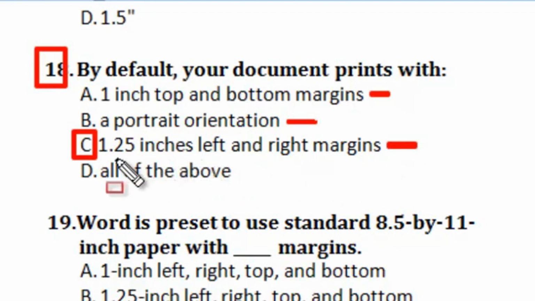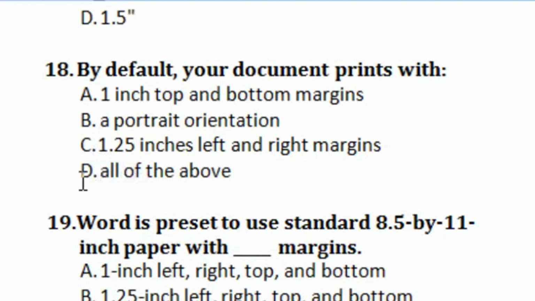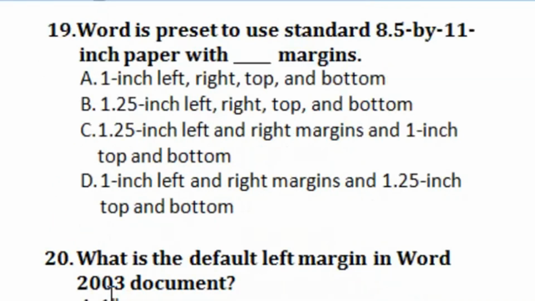And then B, portrait orientation. You can also print it in portrait orientation if you want it that way. And then the C is saying that 1.25 inches left and right margin. So remember, the left and the right margin, not the top and down. The top and down is 1 inch. The left and right is 1.25. And then it is printed in portrait. So therefore, the correct answer is all of the above. The top and down is 1 inch, the left and right is 1.25, and it's printed in portrait. So it's all of the above.